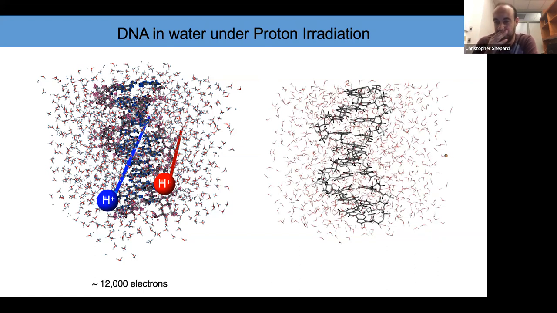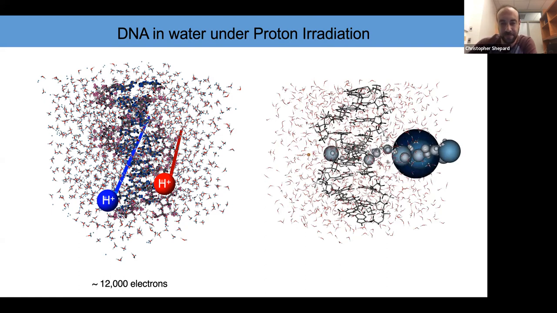And so here I just have a little movie showing the changes in spread and displacement of the Wannier centers as a proton moves through the center. So size changes and color changes correspond to changes in spread, and any movement corresponds to displacement.